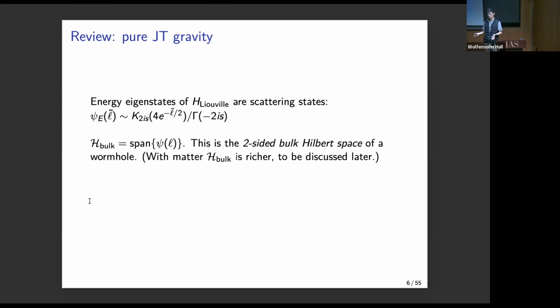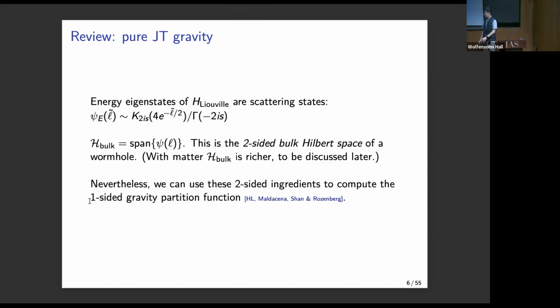It is not the Hilbert space of the single quantum mechanics. And this is also another caveat: this is without matter. So when we include matter, the story is much richer, and we'll discuss this later. Now, despite just saying that it's the two-sided Hilbert space, I will now say that you can compute the one-sided partition function of gravity using the two-sided Hilbert space.